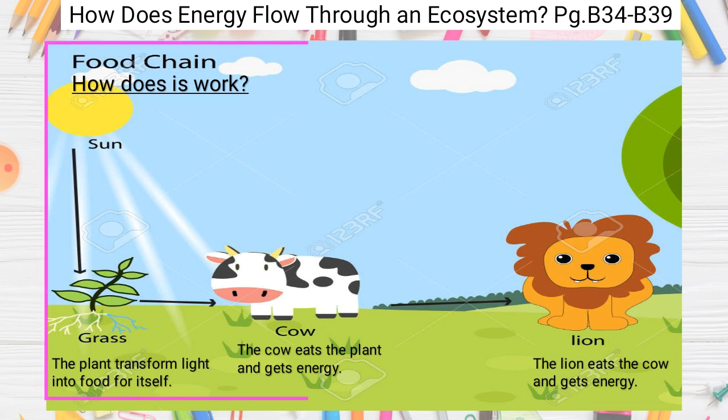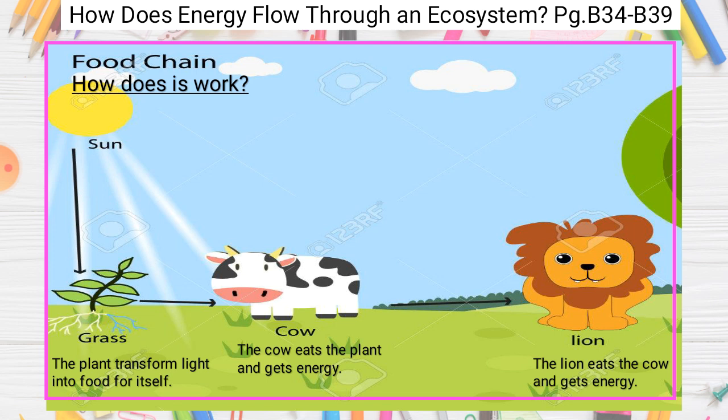First, the sun transmits its energy. The grass receives this energy. The plants transfer light into food for itself. Remember that plants, using photosynthesis, create food for the plant itself.